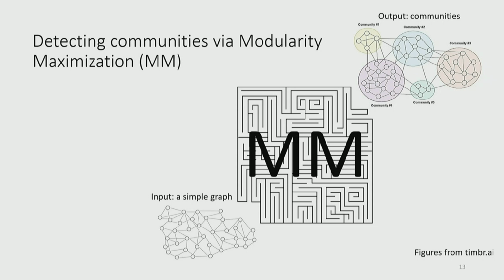So this whole idea of modularity maximization, we can think of it as an optimization problem, which is notoriously hard because it involves a very combinatorial feasible space. We start with this input, which is a simple graph, and the output is the graph with communities defined for it. And I use the analogy of a maze because solving modularity maximization is a computationally challenging problem.